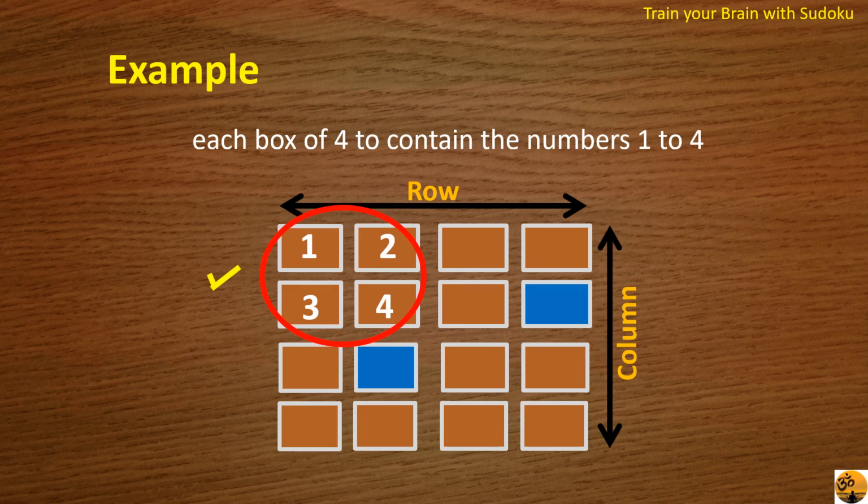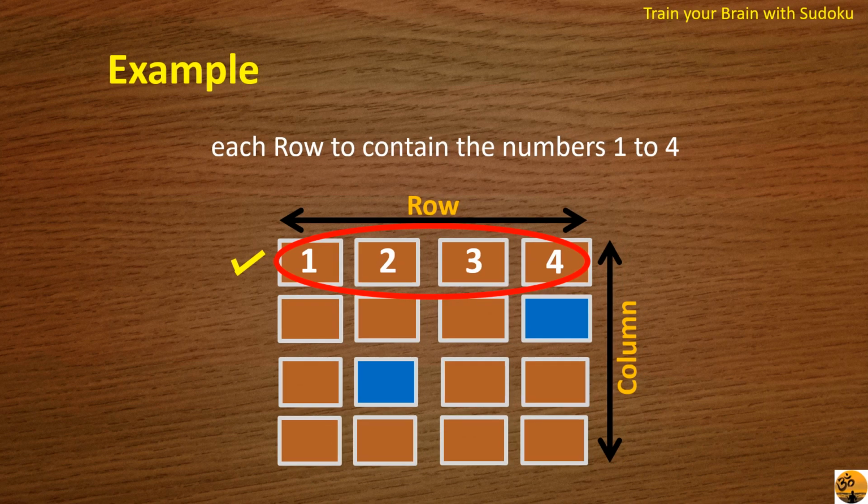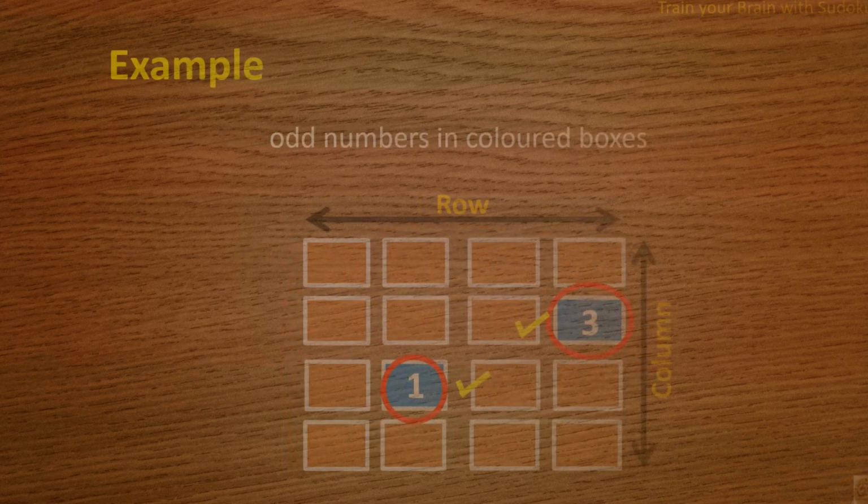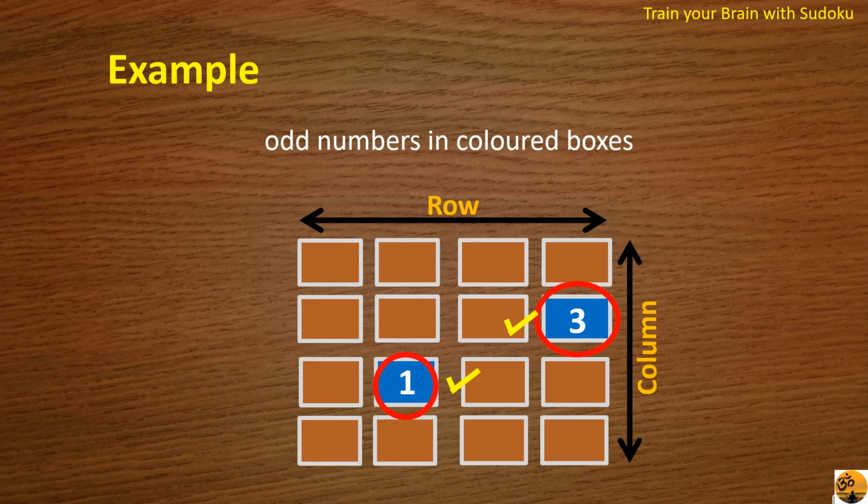Example, each box to contain the numbers 1 to 4. Each row to contain the numbers 1 to 4. Each row and column to contain the numbers 1 to 4. Odd numbers in colored boxes.